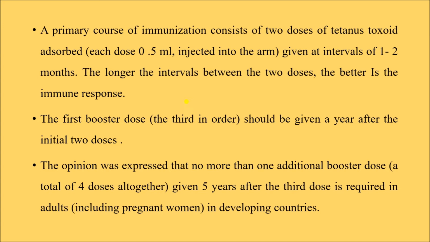But that does not mean after receiving the first dose, the person should wait 1 year or 2 years to receive the second dose. It's not like that. The first booster dose, that is the third dose, should be given after 1 year of the first two doses. So that means whenever he receives the second dose, 1 year after that he should receive the booster dose. Sometimes additional booster dose are recommended after 5 years, but again this is still under study and it has not been approved yet.